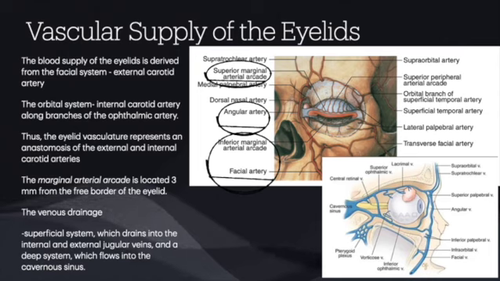And coming to the venous drainage, the eyelids can be divided into two components. One is a superficial or pretarsal system that drains into the internal and external jugular veins, and a deep or post-tarsal system which drains into the cavernous sinus. So it is very important to know that this venous circulation of the eyelid connects the face with the cavernous sinus, providing a route for the spread of infection.